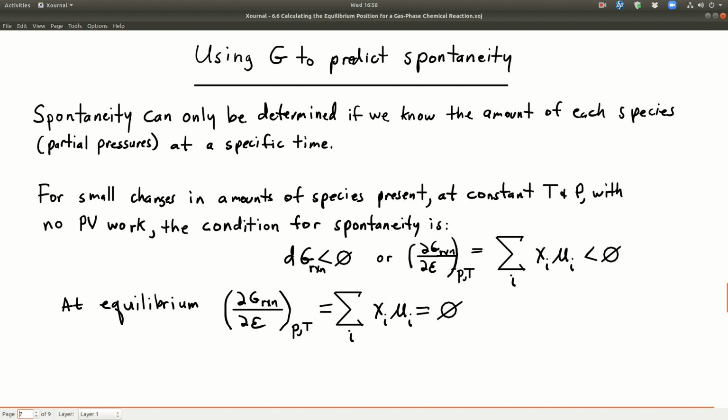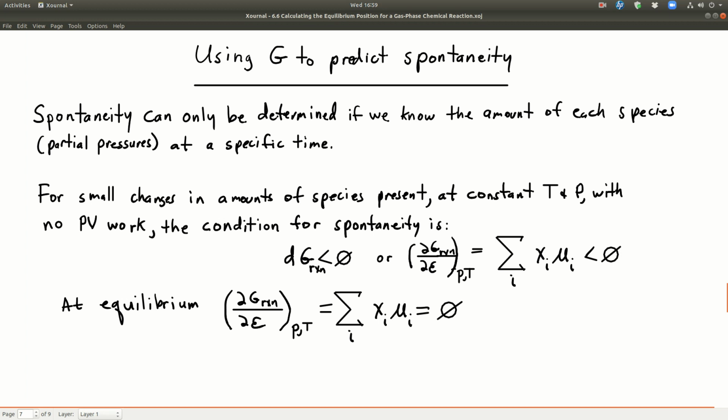Okay, so what we can say at this point is that we can tell whether or not a reaction is going to proceed spontaneously if we know at that point how much of everything there is. And because they're gases, that means partial pressures usually, because that's going to change, right? But we can't say in general if it's going to be spontaneous or not, because it's going to depend on which side of the equilibrium you lie.